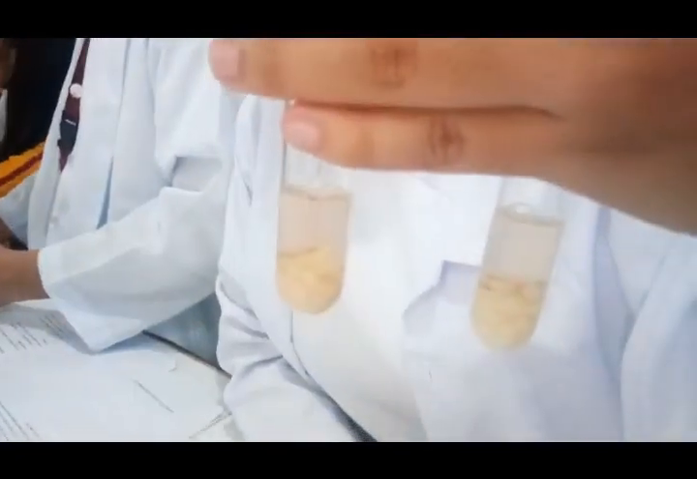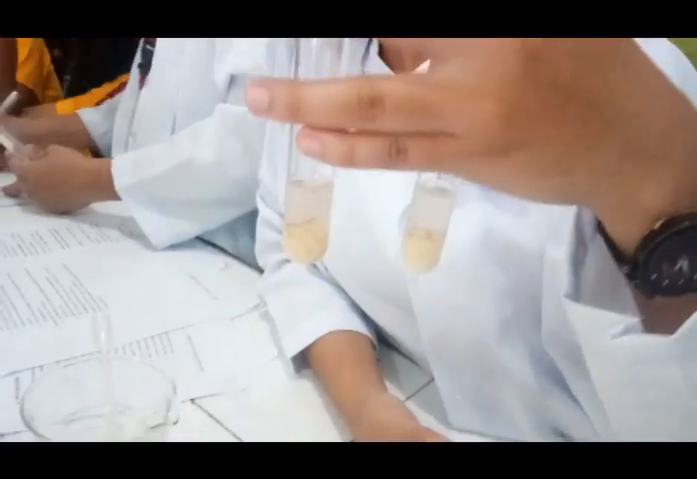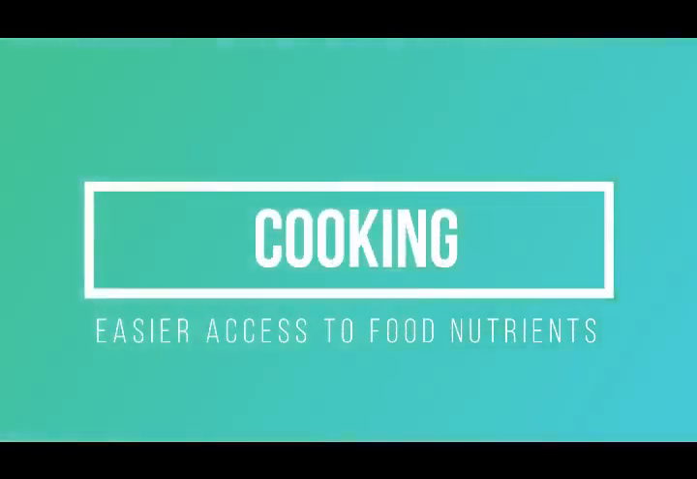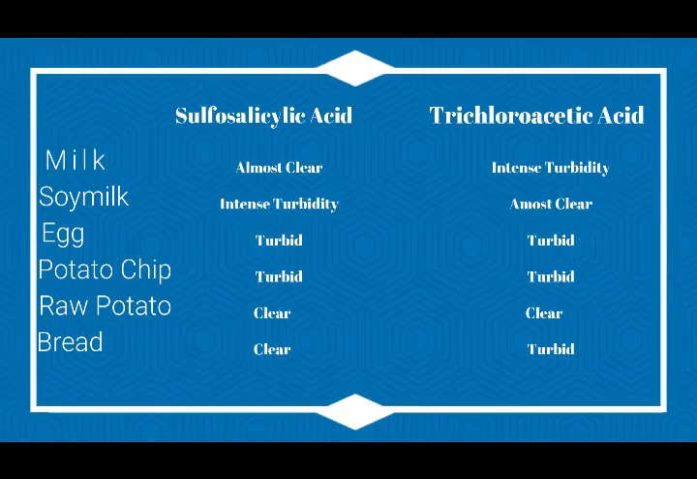This further implies the importance of denaturation on protein testing, which is also equally important in cooking and providing easier access to food nutrients. Overall, the two milk variants possess the most turbidity, and raw potato and bread reveal the least. Denaturation is a major factor in all of these results, and it may actually compromise the results if we haven't done so.